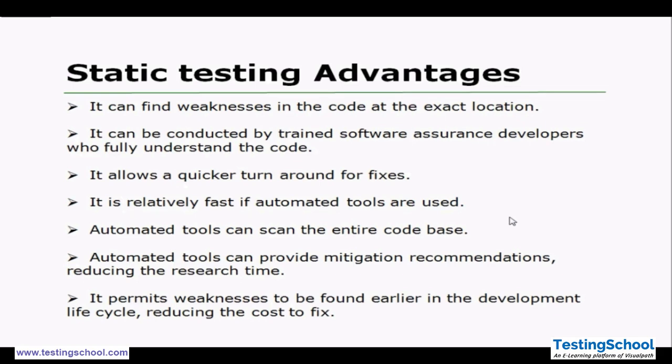Automated tools can scan the entire code base, so all the files can be checked in one go. So you can use the features of your Maven. Automation testing tools can provide mitigation recommendations. It also permits weaknesses to be found earlier in the development phase, like in the cycle, and it could reduce the cost to fix defects which can cause the failure of your application.